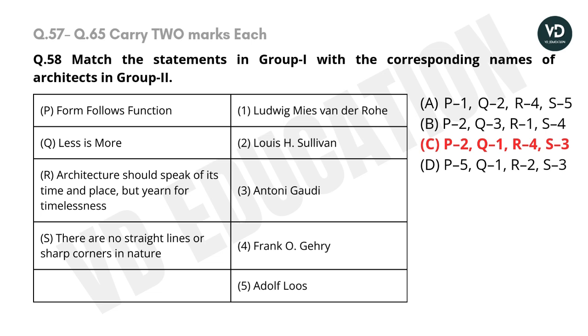S. There are no straight lines or sharp corners in nature. And the architects they have provided: first one is Mies van der Rohe, second is Louis H. Sullivan, third is Antoni Gaudi, fourth is Frank Gehry, and fifth is Adolf Loos.